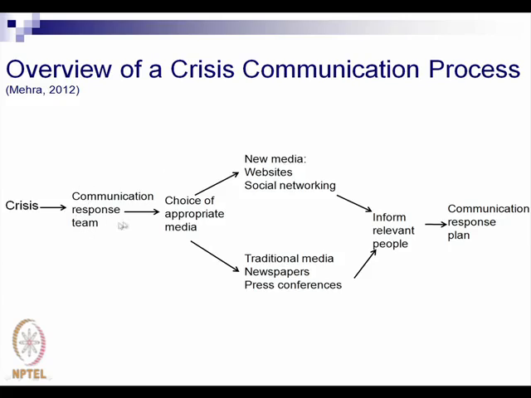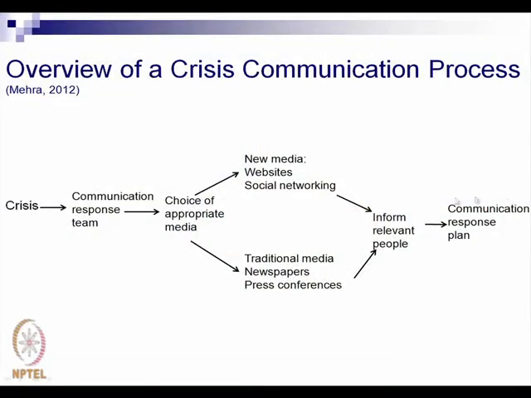They have been taught what to do. They choose the appropriate medium. They have new media, websites, social networking, etc. They have traditional media, newspapers, press conferences, etc. They inform the relevant people through this media, and then they come up with a communication response plan which really helps them deal with the crisis. Okay, very, very simplistic view of how crisis communication happens.